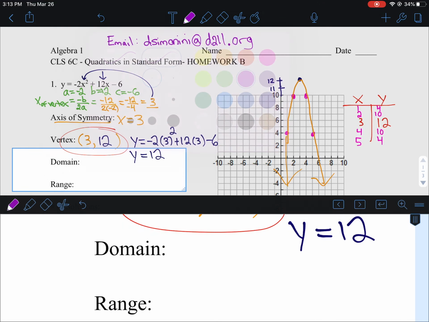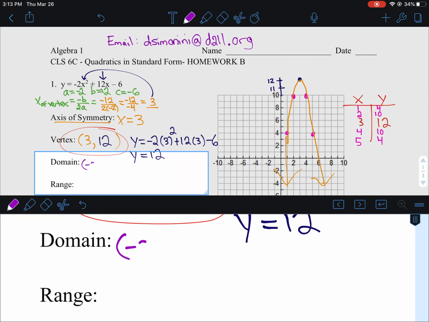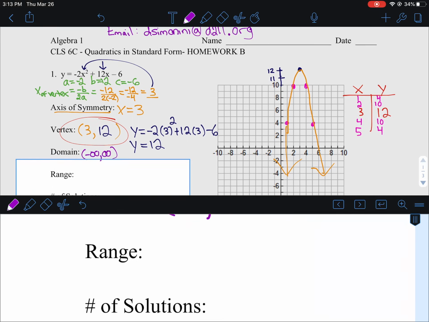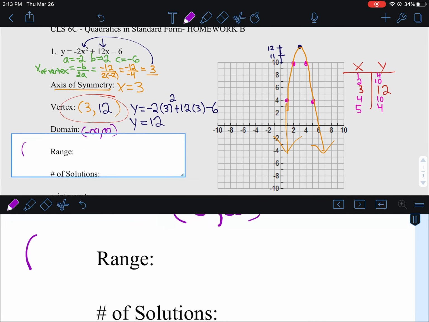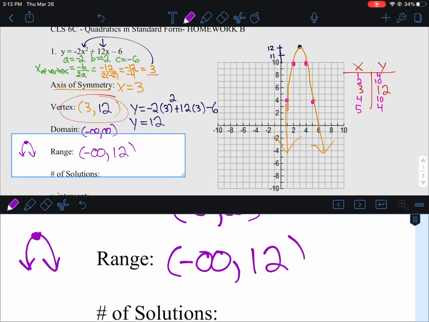Domain, again, this goes on forever and ever in the left and right direction. So remember, domain is always negative infinity to positive infinity for quadratics. For the range, in this case, it's opening down. So remember, when it opens down, you have to go from negative infinity to your top y. And your top y in this case is going to be 12. We have done so many problems like that in class, so you should know that.